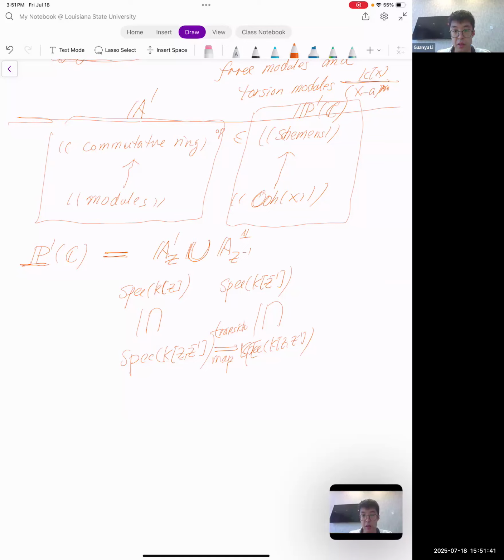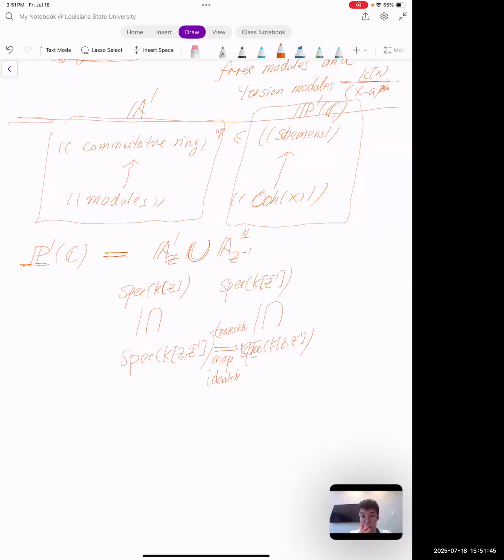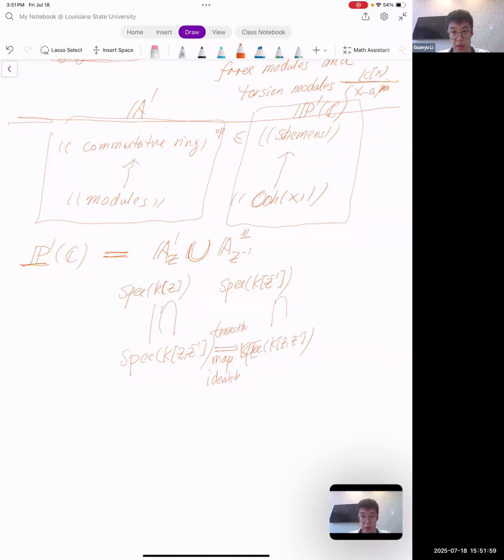I think the inclusions are reversed. Oh, yes, you're right, thank you. The other way. Localize, yes. You're localizing some functions, so the rational points on it just get fewer.